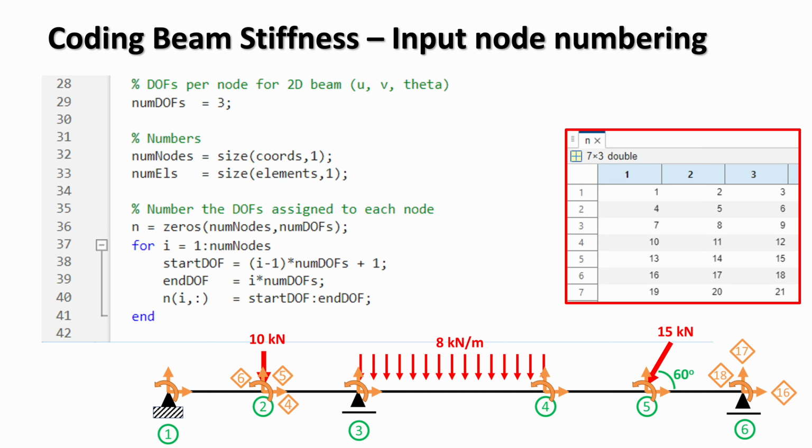The table on the right is the result of this process. Each row corresponds to a node and lists its 3 associated degrees of freedom. And the diagram below shows how these degrees of freedom relate to the physical behavior, with translations and rotation at each node. This numbering is essential as it defines how each element connects into the global stiffness matrix and links the local element behavior to the full structural system.